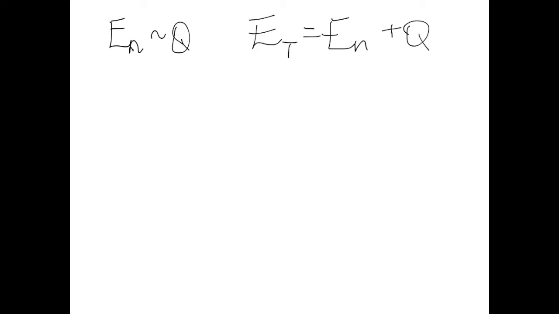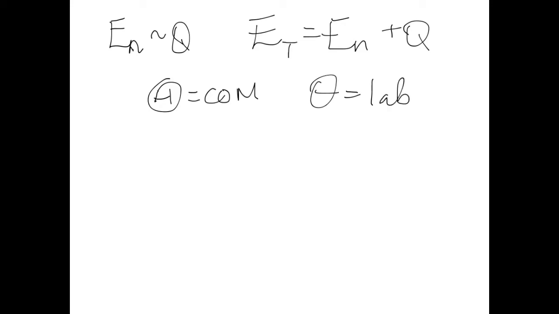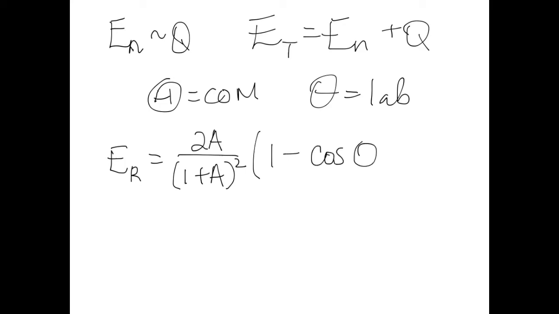And remember, we had two different frames of reference for scattering, the center of mass frame and the lab frame. So center of mass is going to be represented by capital theta, and the lab reference frame is going to be little theta. That's the scattering angle in those. And so we have the energy of my recoil is equal to 2 times A, where A is the atomic number of the absorbing detecting material, divided by 1 plus A squared, times the quantity 1 minus cosine of capital theta, times E sub n.